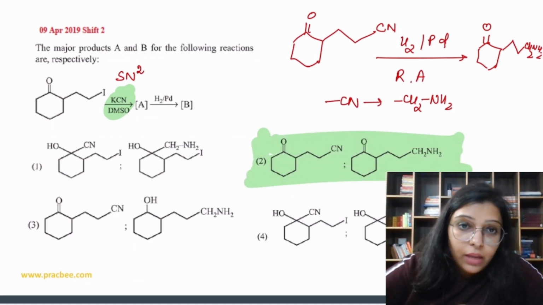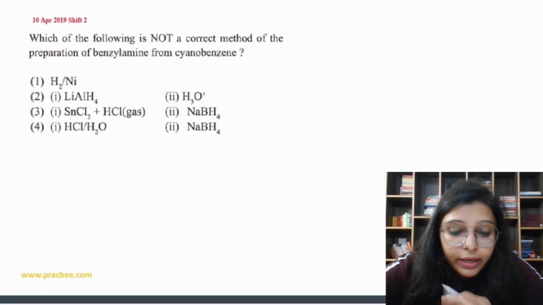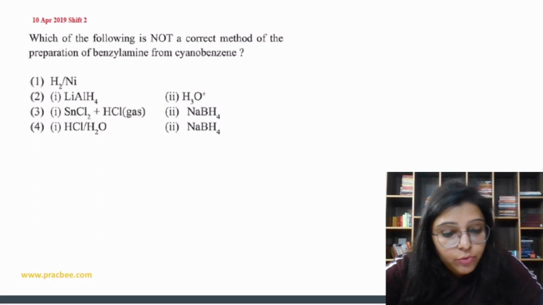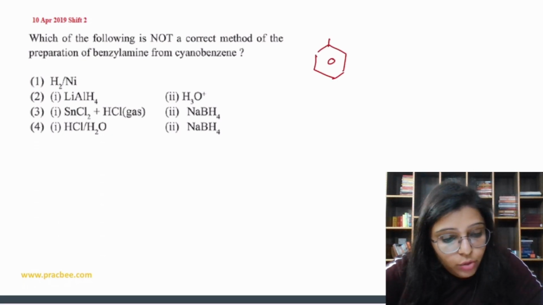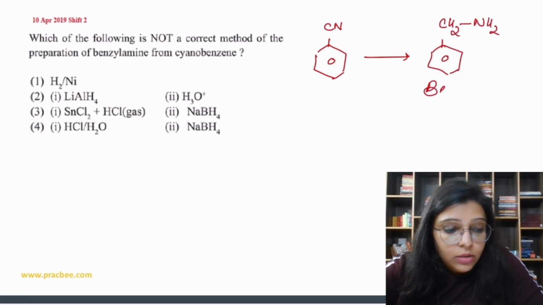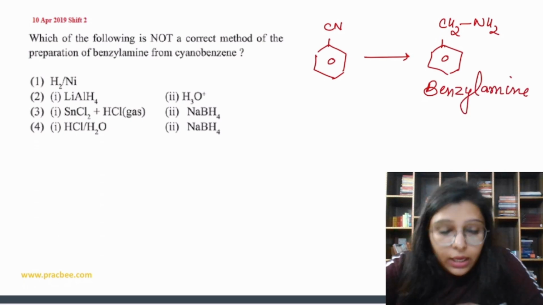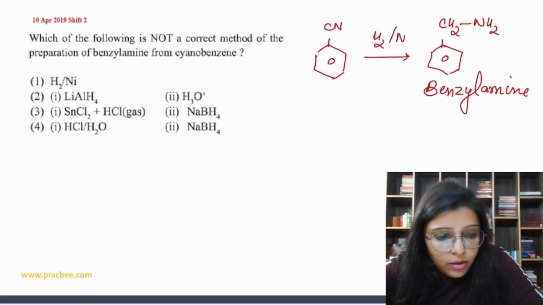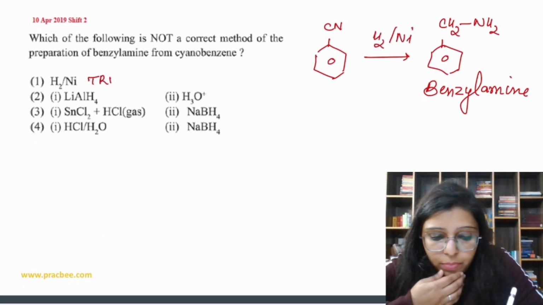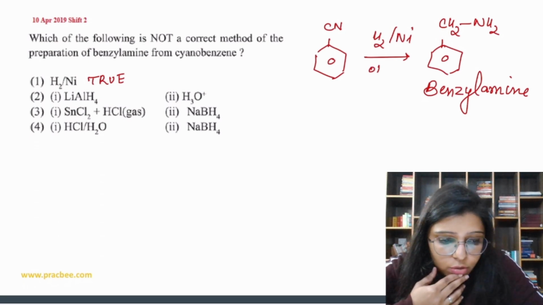Clear? Now, next question. Which of the following is not a correct method of the preparation of benzylamine from cyanobenzene? Cyanobenzene is this, and we have to prepare CH2NH2, benzylamine. So the question says which is not the correct method. Okay. So if we use H2 nickel, we get this, so this is true. With LiAlH4, yes, we can do this. With LiAlH4 also, we can do this.